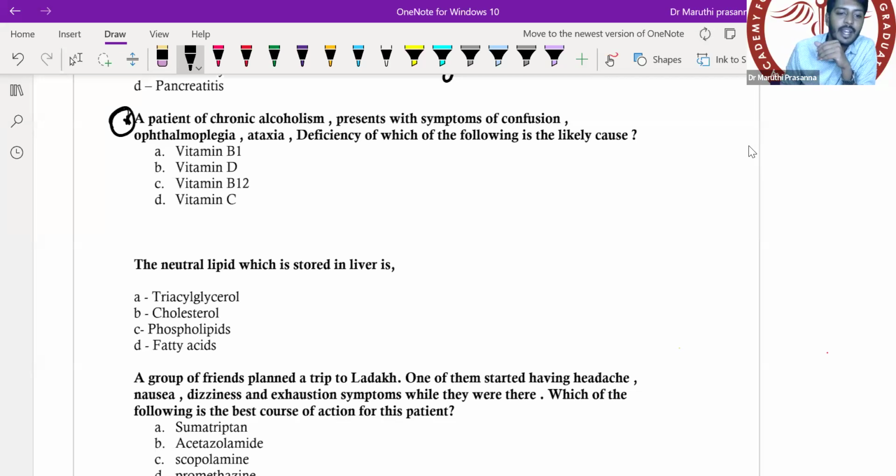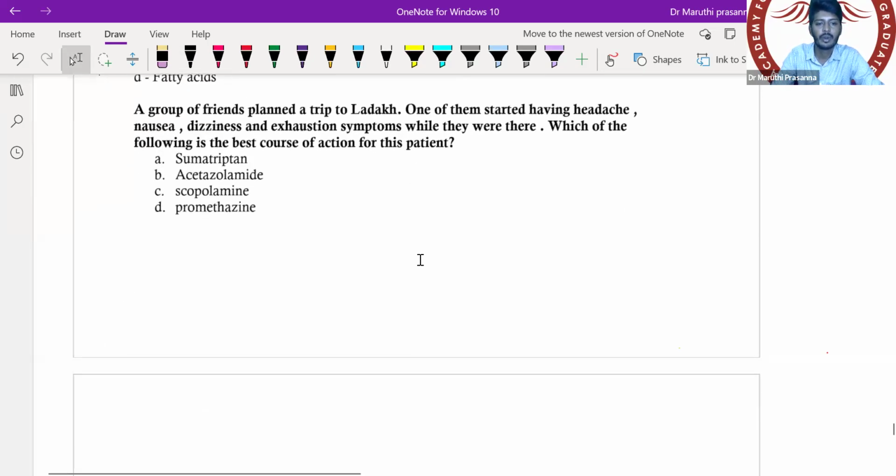A patient with chronic alcoholism presents with confusion, ophthalmoplegia, ataxia. So now your answer is correct. That is your vitamin B1. Very good. Neutral lipid, which is stored in the liver, I want you to remember it as a fact. The neutral lipid is your triacylglycerol, that is triglycerides.